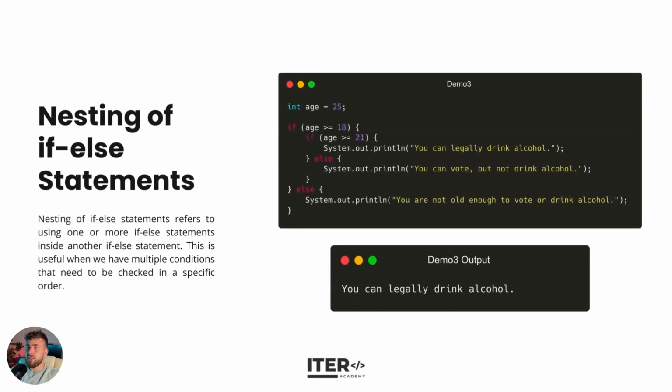Let's discuss nesting of if-else statements in Java. Nesting of if-else statements refers to using one or more if-else statements inside another if-else statement. This is useful when we have multiple conditions that need to be checked in a specific order. So here is an example of nesting if-else statements in Java. You can see the example in the demo 3 code.